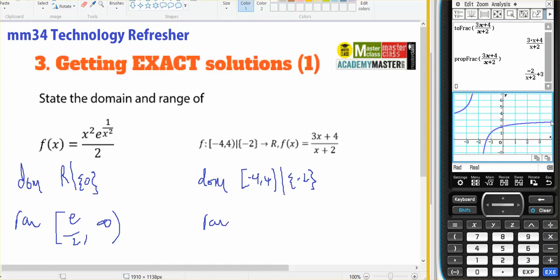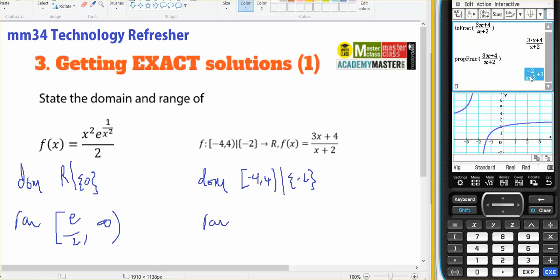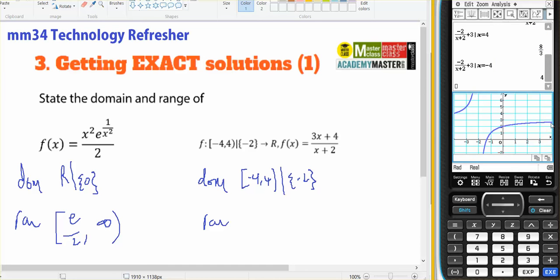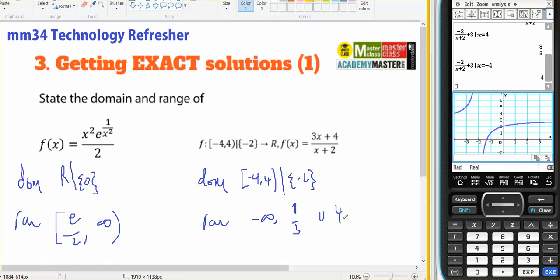It's going to approach this value here. So if I take this and I make x equal 4, that will give me that value. And if I take that again and make x equal negative 4, that gives me that value. So if I bring up my window again, I know that I go from negative infinity all the way up to 8/3, and then I go from 4 up to infinity. So I've got negative infinity up to 8/3, union 4 to infinity.